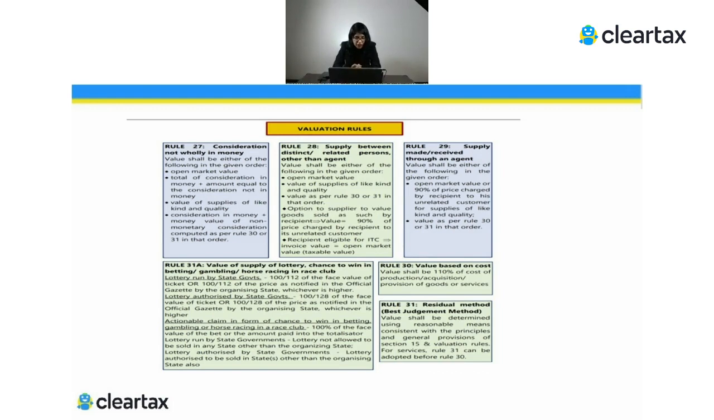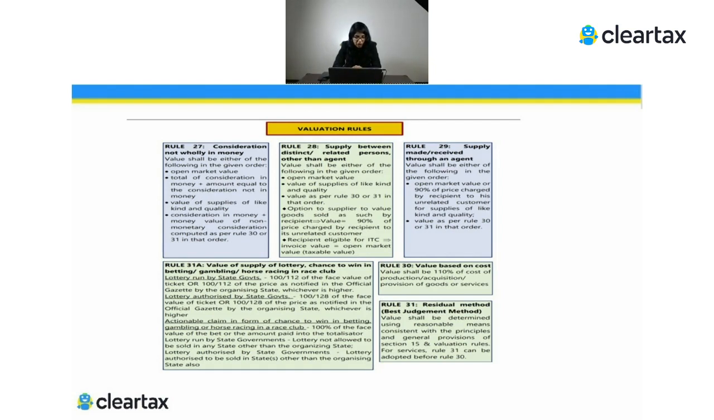This is again one specific case where it says if the lottery is run by the state government, in that case 100 divided by 112 of the face value of the ticket, or 100 divided by 112 of the price notified in the official gazette by the organizing state, whichever is higher. So that is how they have given the way of computing the value.